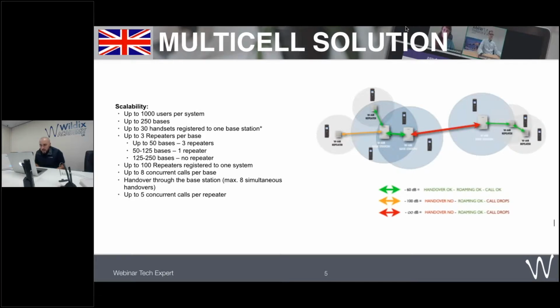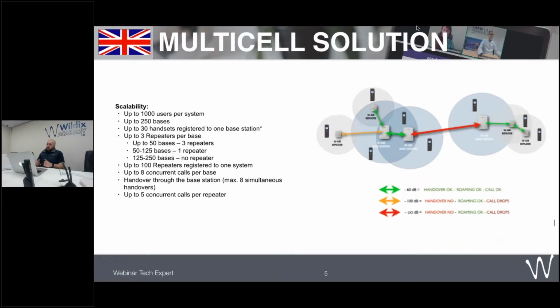Okay, so multi-cell solution. Scalability, again, up to 1,000 users per system, up to 250 bases, up to 30 handsets registered to 1 base station. Up to 100 repeaters registered to 1 system. And there you can see in the right-hand corner what the dBm is needed for a handover. So we say -75 is the maximum that you're going to go to.